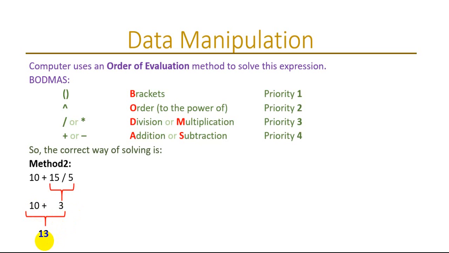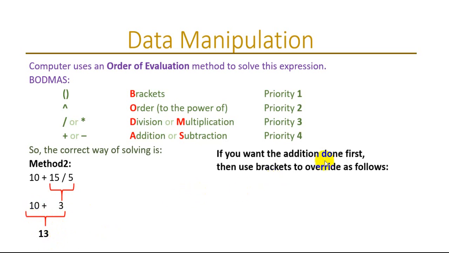So we have to understand that. What if we want the addition done first? Because in some calculations we require that. We want to tell the computer, don't do it like this. Add the 10 and 15 first and then divide by 5. If you want to do that, then since the bracket has the highest priority, you can use the brackets. When there is no bracket, it will do this first. Now here we are saying, first do this and then this. Why? Because that's the highest priority.